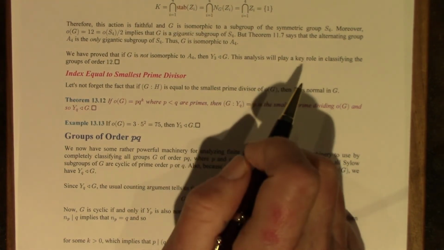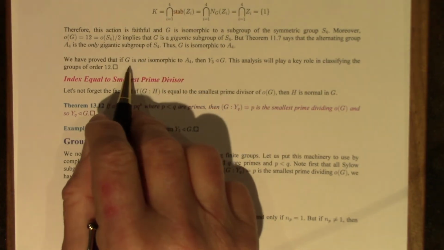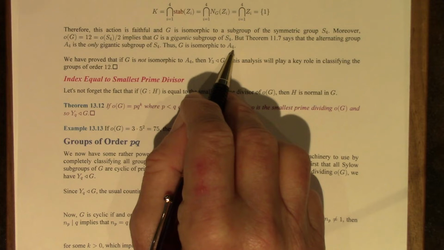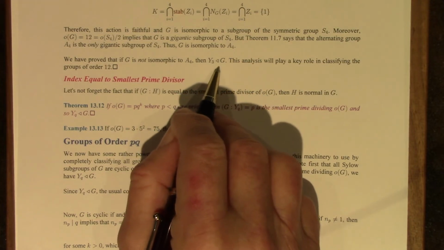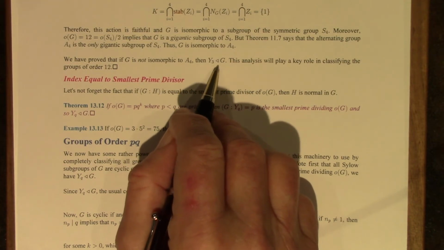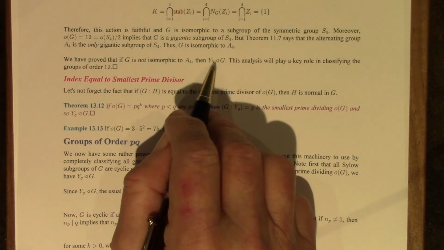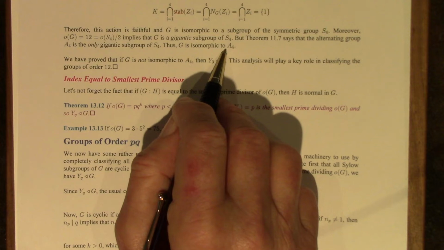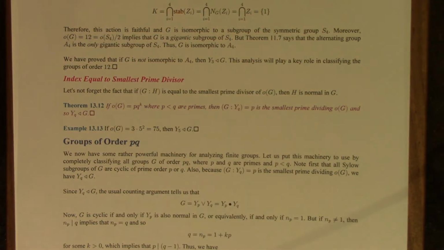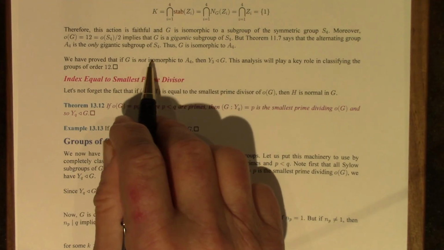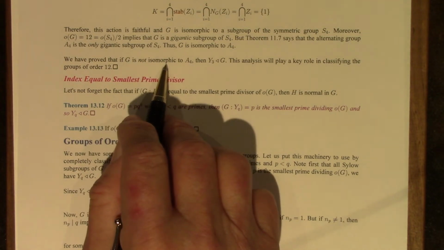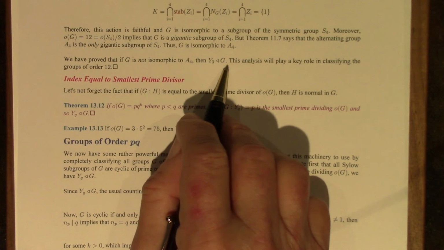So what we have proven is that if G is not isomorphic to A4, then Y3 is normal in G. Because when we assumed Y3 was not normal, we concluded that G has to be isomorphic to A4. So the converse, contrapositive: G is not isomorphic to A4, then Y3 is normal in G.